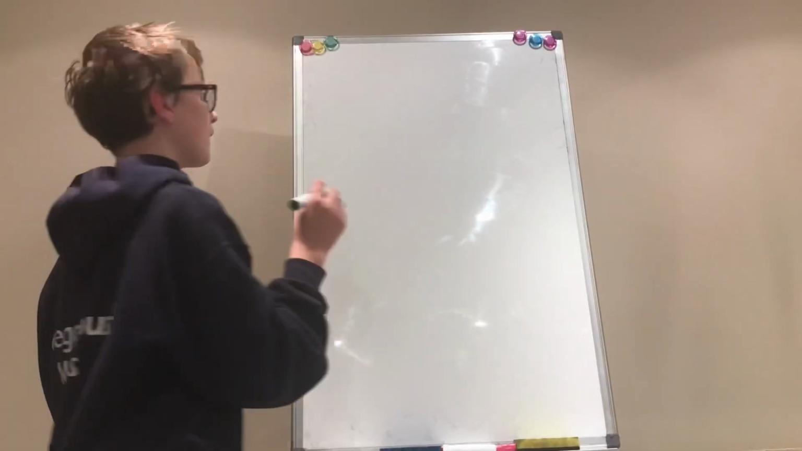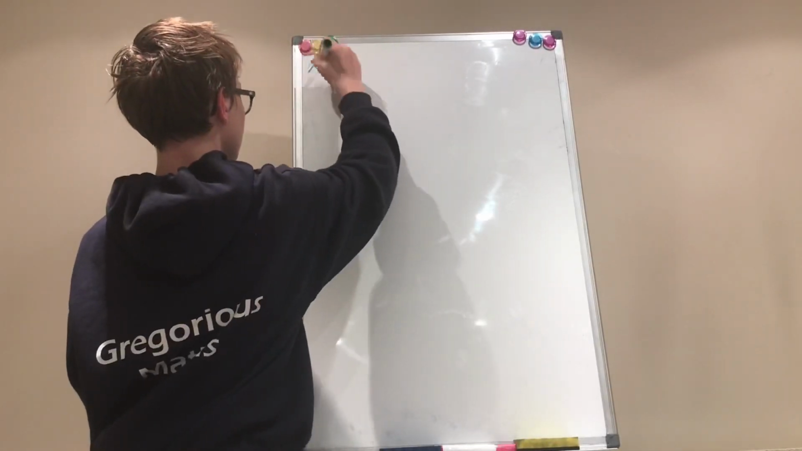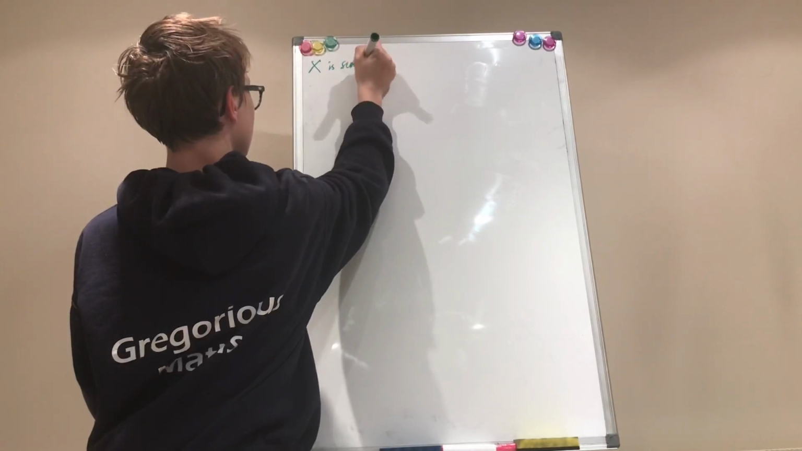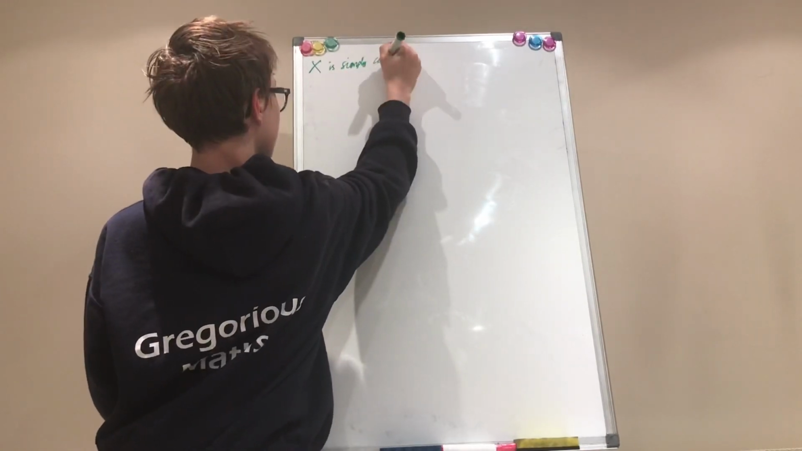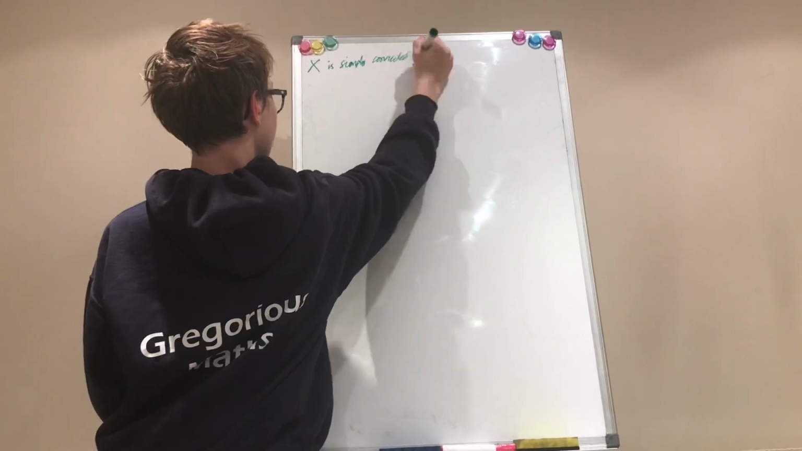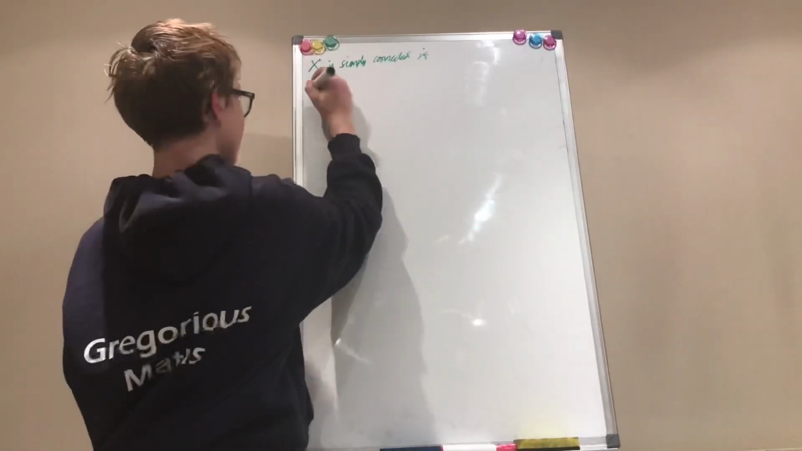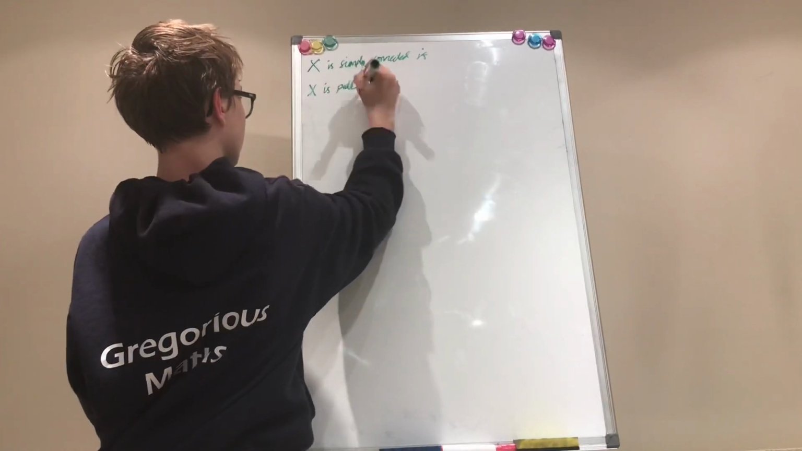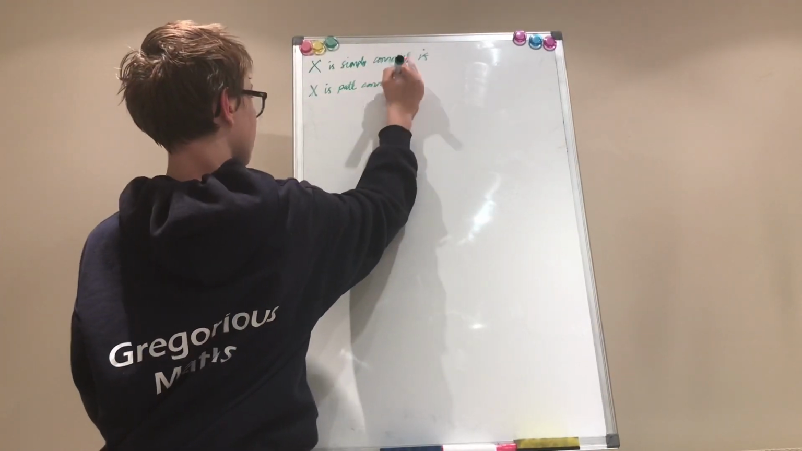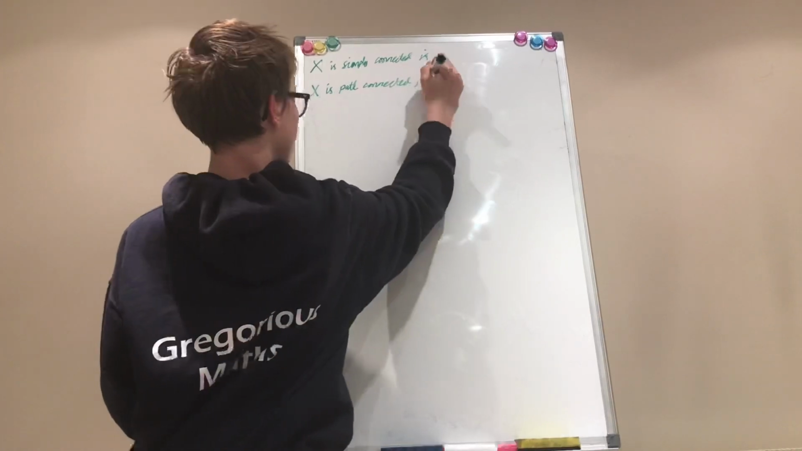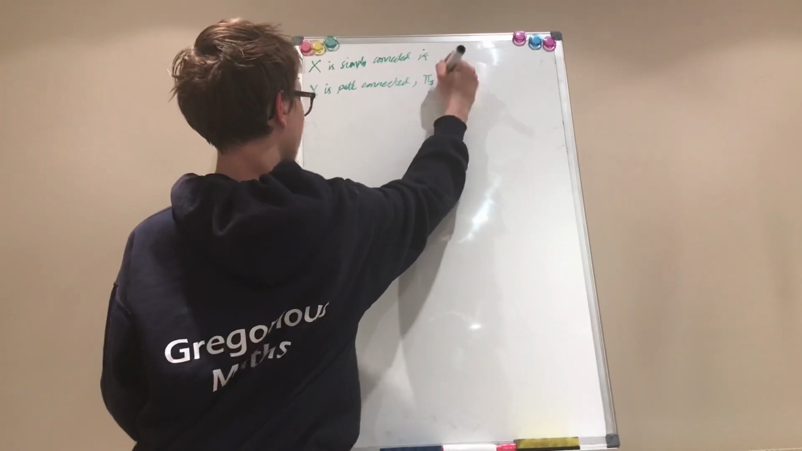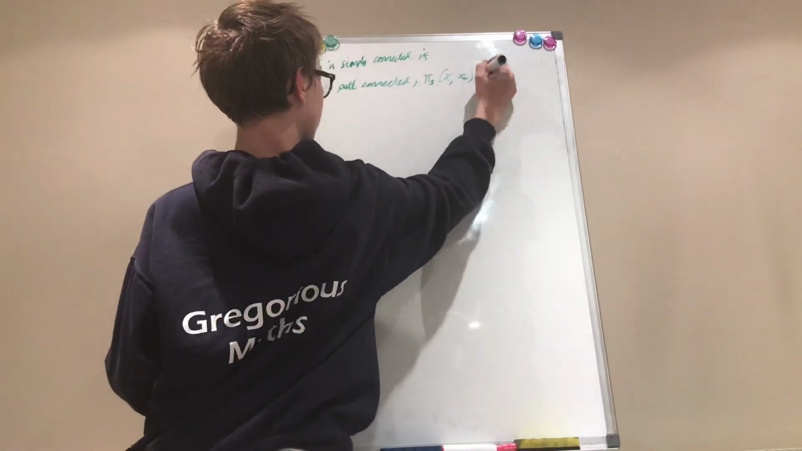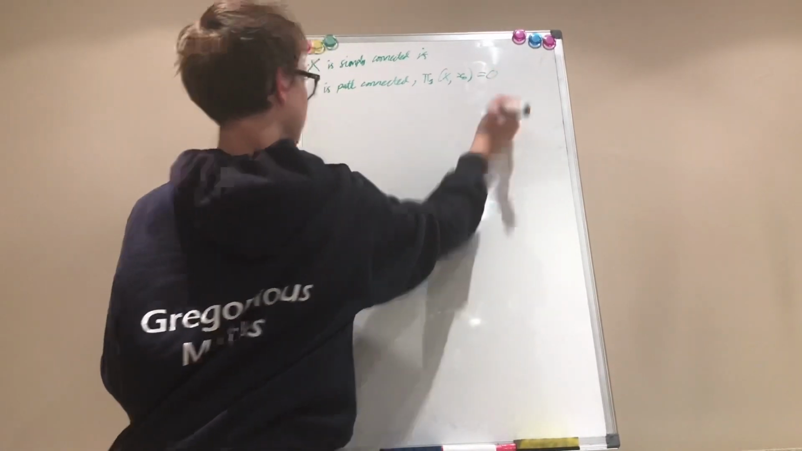So a space x is simply connected if x is path connected and the fundamental group of x at some base point x0 is trivial. Okay?